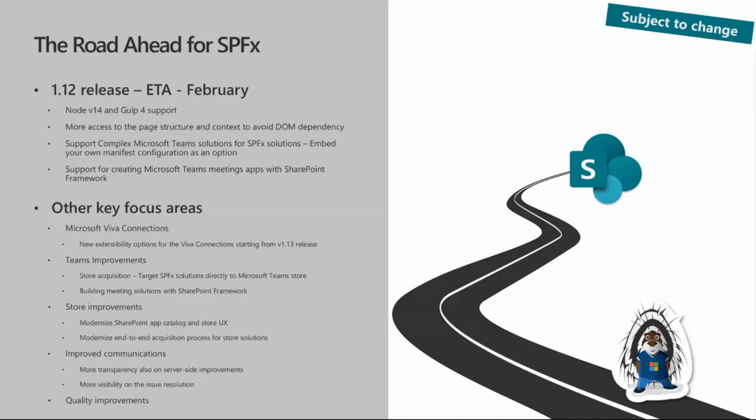Hopefully I didn't actually leak any timelines. Maybe I did, we'll see. Probably wasn't super secret. It's not yet available, at least. So if you're familiar with what Microsoft Viva announced last week, and in general, Teams improvements, story improvements, improved communications, and quality improvements.